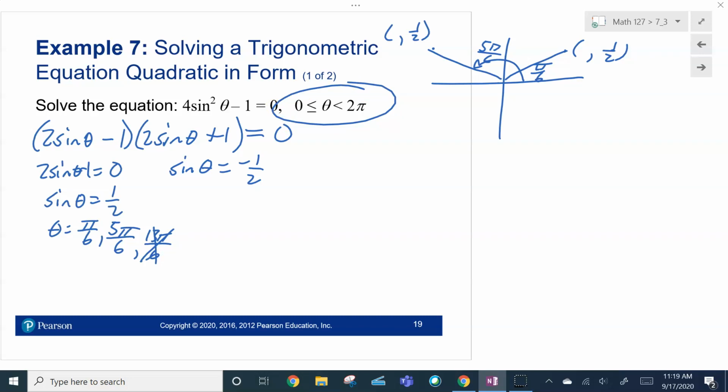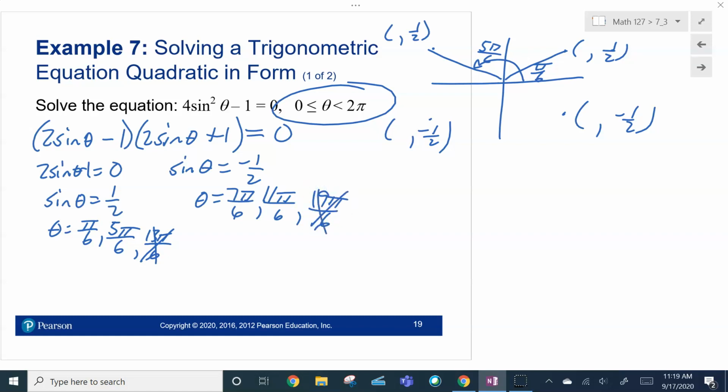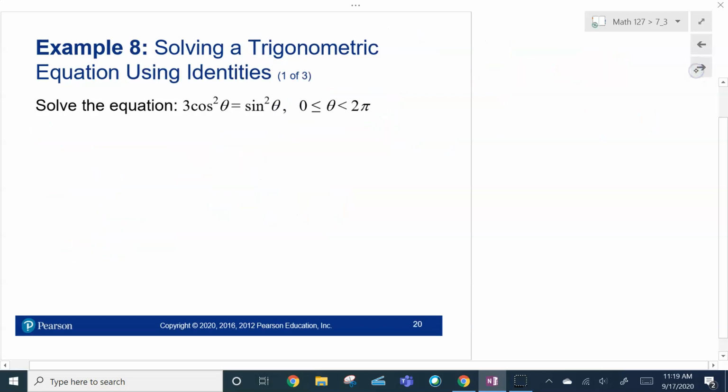Now, where's the sine of theta equal negative a half? So we have one here on our unit circle, and we got one right there, 7 pi 6 as well. So 7 pi 6, and we've also got the 11 pi 6. We could go around once plus 7 pi 6, we have 19 pi 6 anyways. But again, those are too big. So here's our 4 solutions that satisfy the conditions.